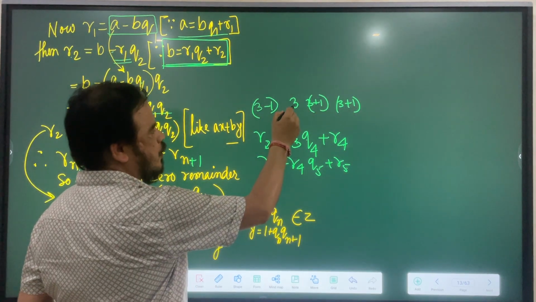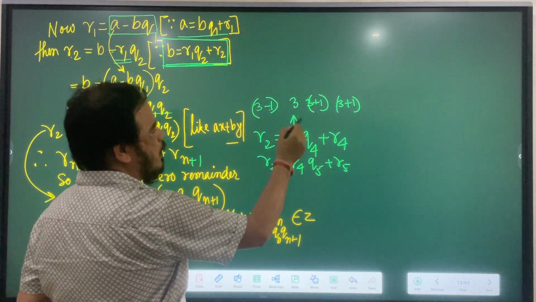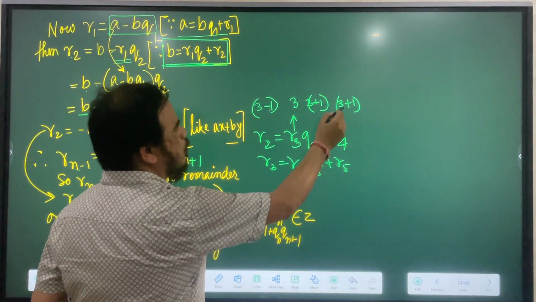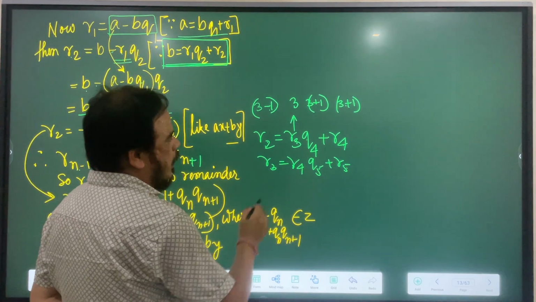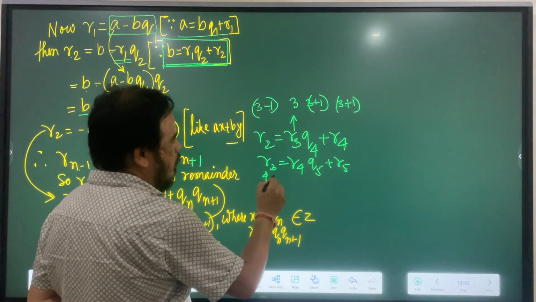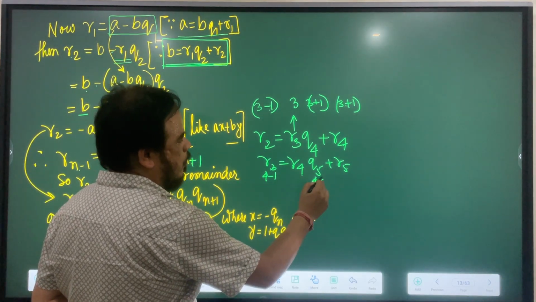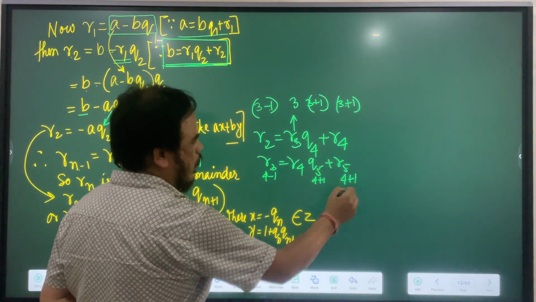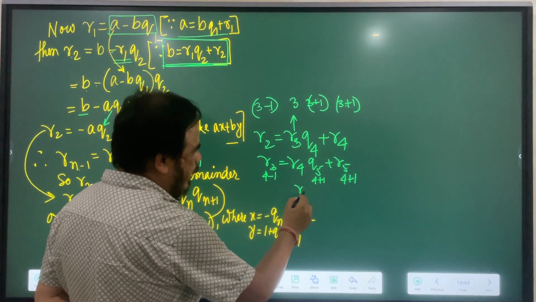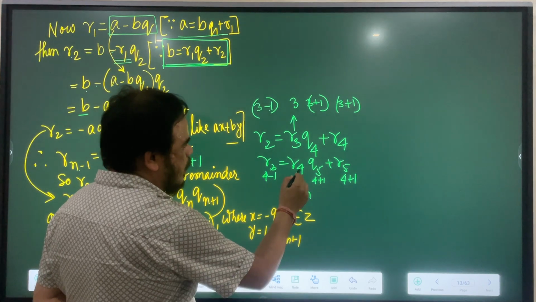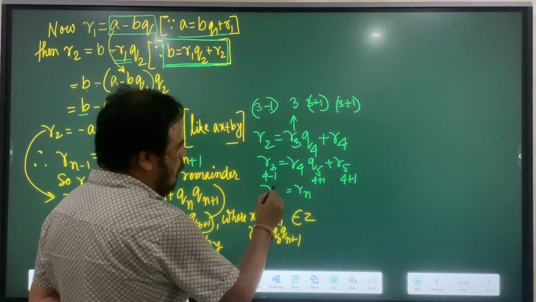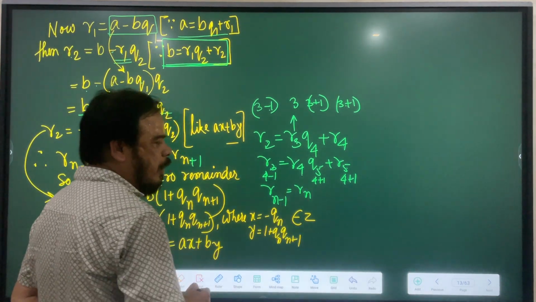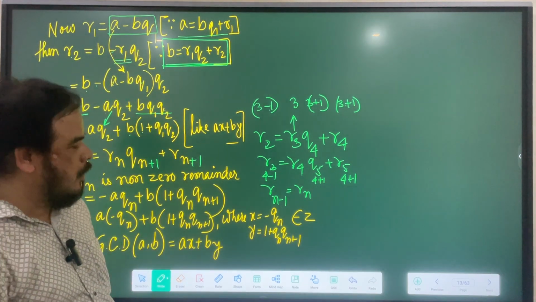3 I have put as it is, 3. This 2 means 3 minus 1. 4 means 3 plus 1. This 4 means 3 plus 1. 4 minus 1, 4 plus 1. If it is n, then n minus 1. I hope you understand.